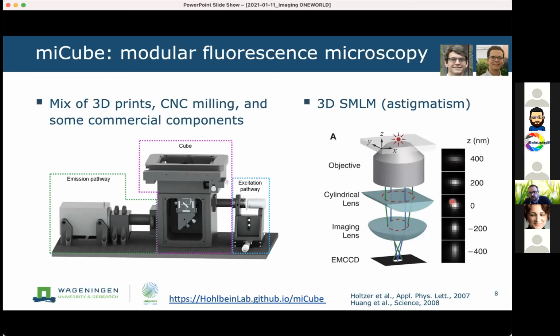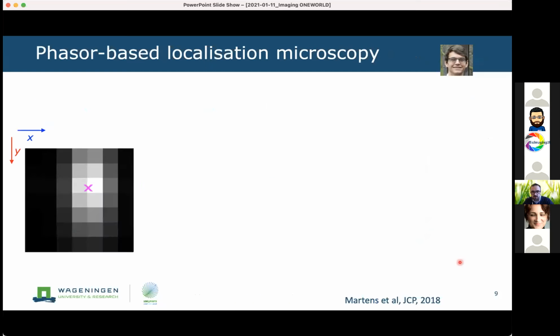And to analyze the data, I had a colleague of mine who, when I started in Wageningen ages ago, told me, you have to do something about phasor-based analysis. And I basically ignored his advice for at least 5 years, which was bad on my side. And Koen Martens came along and thought, okay, let's see what phasor can do.